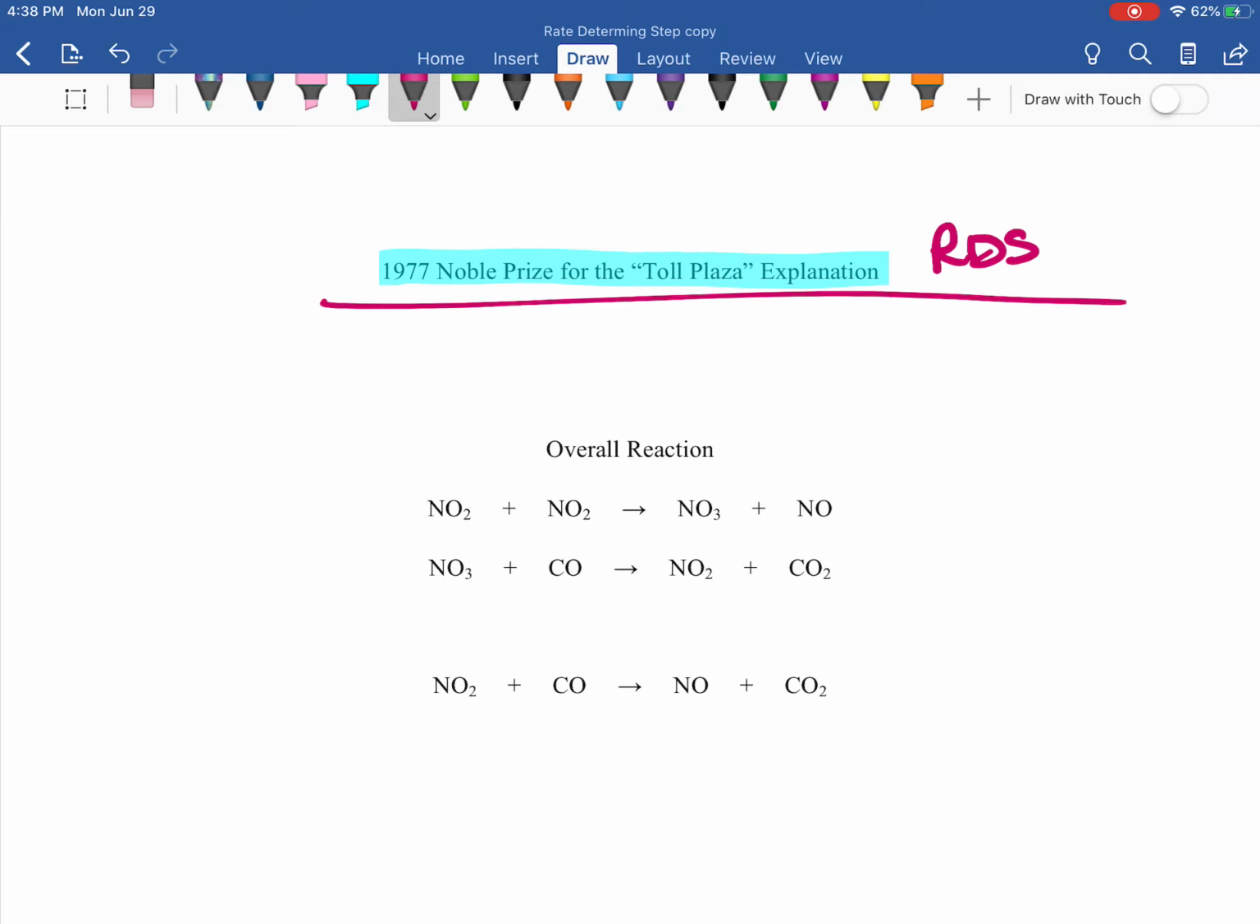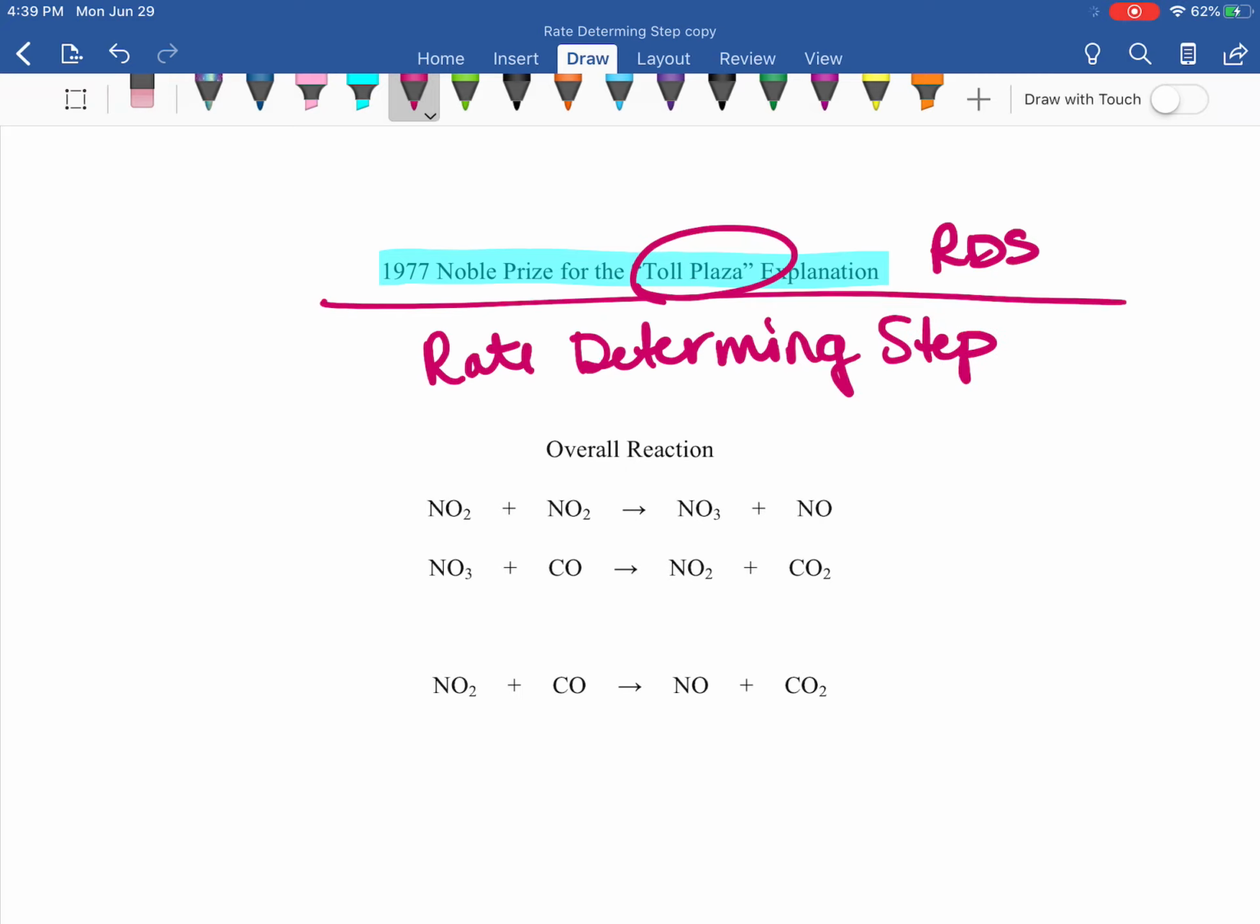So when you're going to evaluate your commute, the one piece of that commute that really determines how long it's going to take you to get to work at 8 a.m. is the toll plaza. The toll plaza is your rate determining step. So the entire rest of your commute is fast. It's still there. It's still happening. You still have that 5 miles to drive to work. But the one thing that slows you down is how long it takes you to get through the toll plaza. That is our rate determining step.